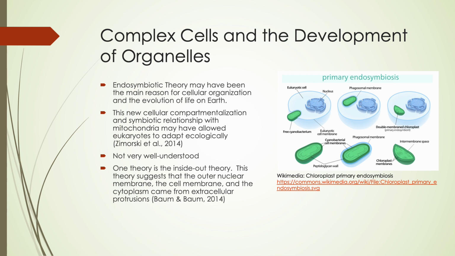There are many theories. One of the theories is the inside-out theory. This theory suggests that the outer nuclear membrane, the cell membrane, and the cytoplasm came from extracellular protrusions. The endoplasmic reticulum, the ER, was the extracellular protrusion, and the mitochondria were trapped in the endoplasmic reticulum.